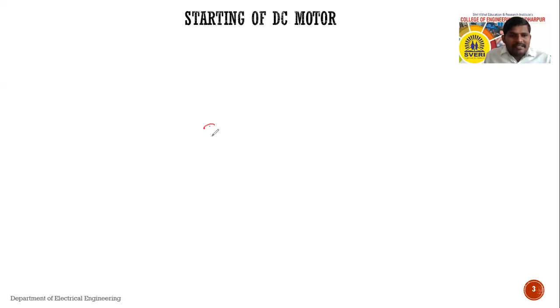Armature current equation. V is equal to EB plus IA RA, no? So the terminal voltage is always greater than EB.